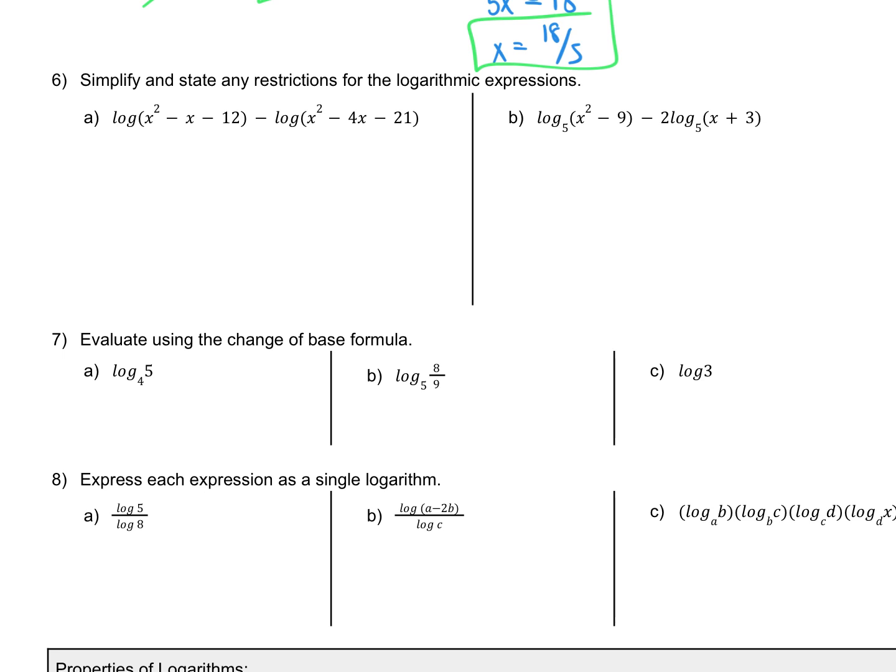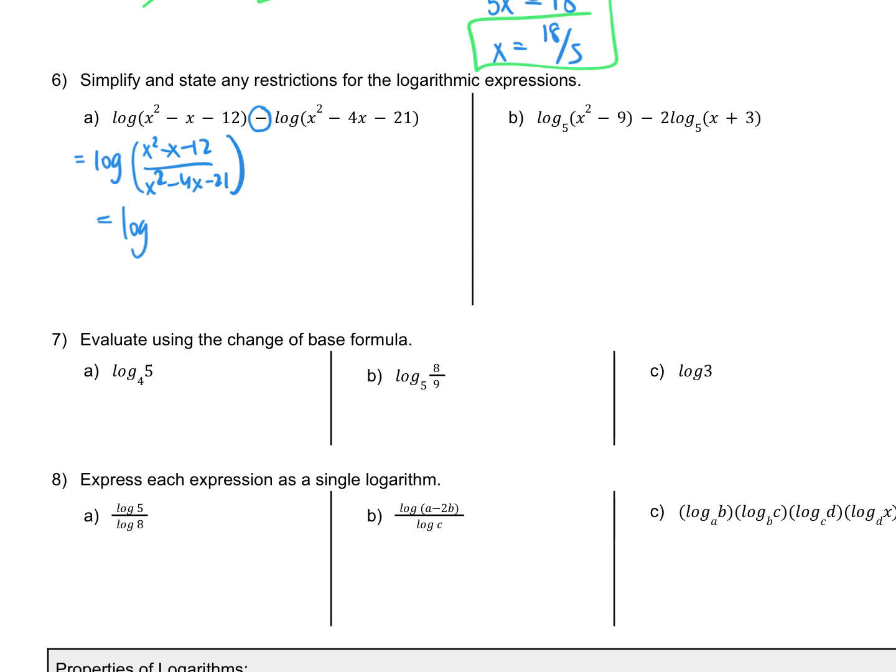All right. The next one, we're just going to simplify the logarithmic expression and then state any restrictions. So first thing, I see my subtraction here, which means when I combine them, I will have division. So log, and then I'm going to have (x squared minus x minus 12) over (x squared minus 4x minus 21). Now, when I'm seeing this, I see two quadratics in the numerator and denominator, so I'm thinking we should factor here.